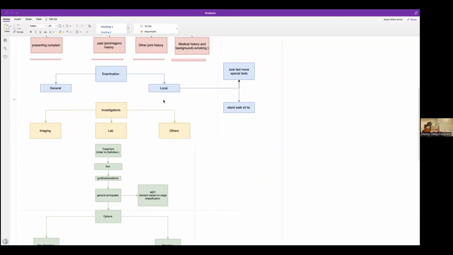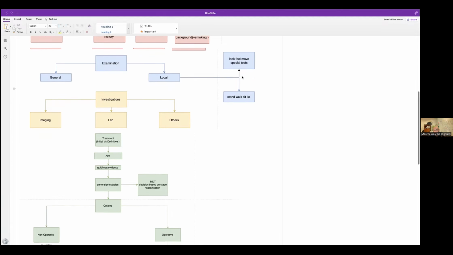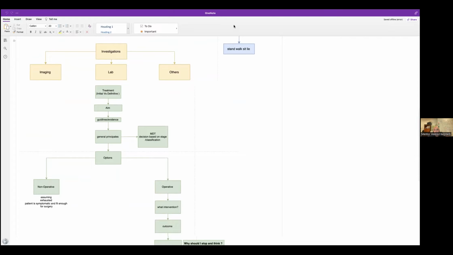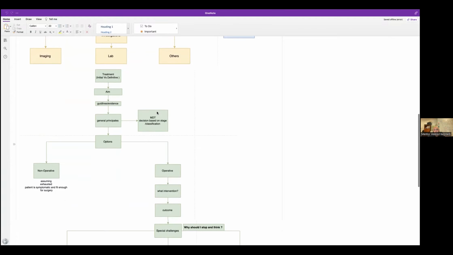Examination is very simple. I will look general and local. Locally, I go by stand, walk, sit, lie. Some people are very clever in that. Imagine the patient is in clinic: I will stand the patient, looking at alignment and swelling, walk the patient for thrust, then sit, lie supine, prone, or go for look, feel, move. Then you go for investigation, and you finish with treatment.